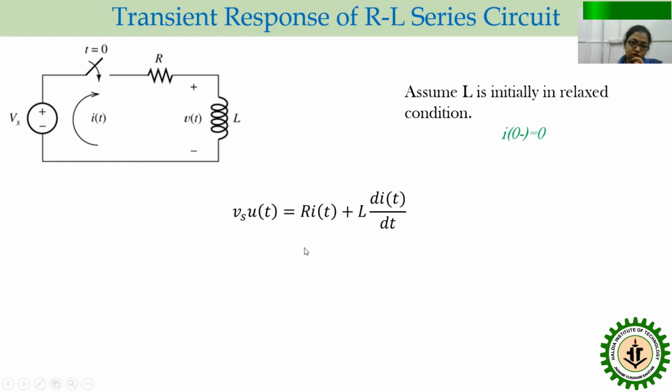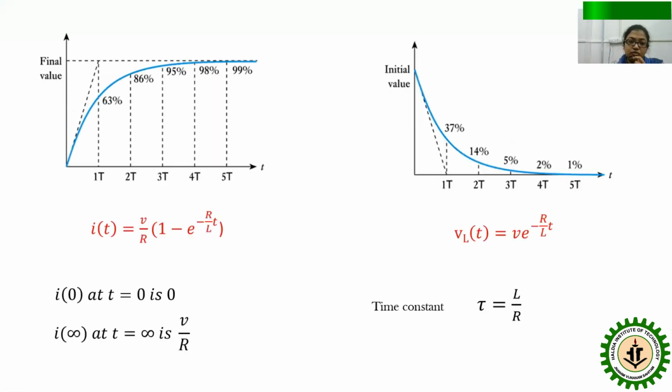You can solve it using the classical method also, but it will take time and the method will be lengthy. So it's better to apply the Laplace transform approach. After applying the Laplace transform, we will get I(s), and then again apply the inverse Laplace transform to find i(t). After doing all these steps, you will find this is your i(t): i(t) equals V by R into 1 minus e to the power minus R by L into t.